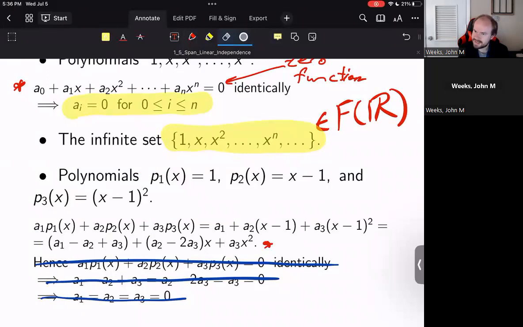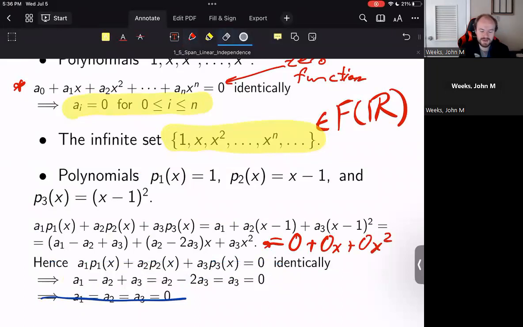So let's take a look now and see what happens if we try and solve this. We want this to be equal to the 0 function. So we want this to be equal to 0 plus 0x plus 0x squared. Well, what's the only way that this can happen? The only way is if you take each of these individual constant terms, x terms, and x squared terms, and set them equal. You can see that's exactly what we have here in this line. We're taking each of those coefficients and setting them equal.